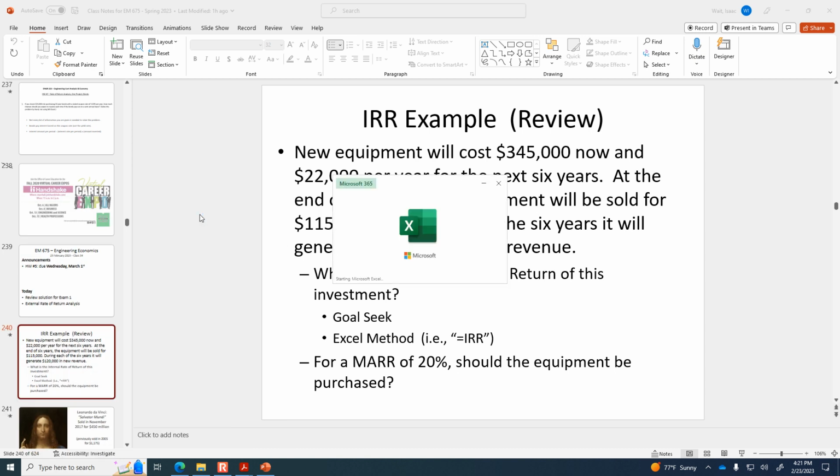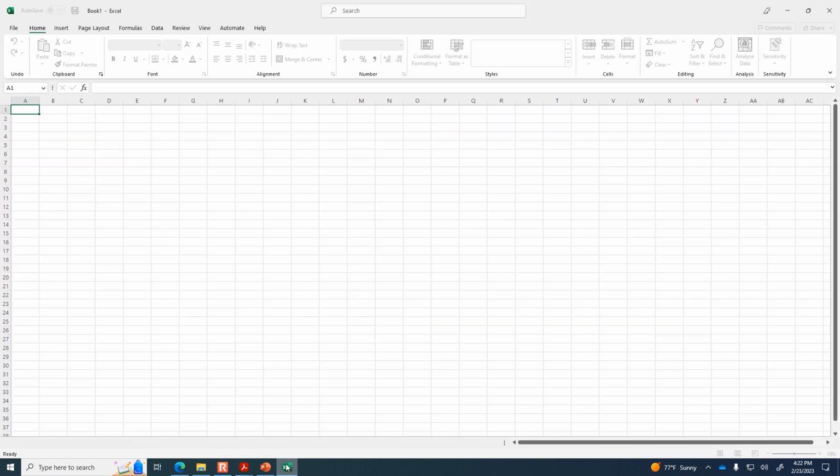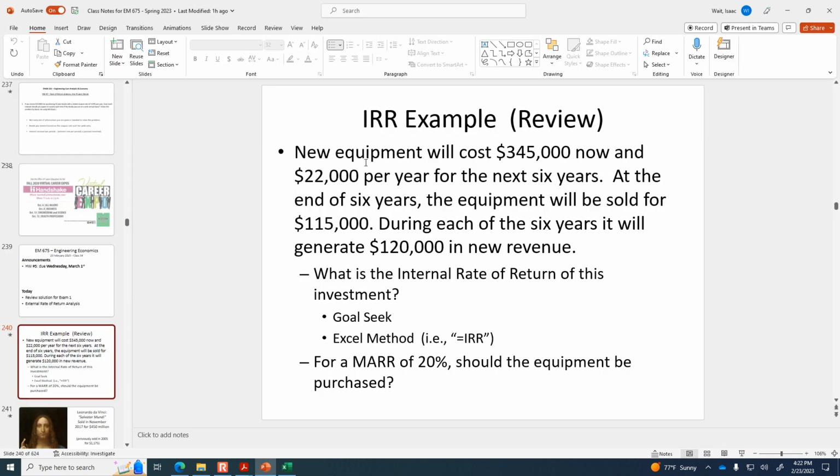So for this, if we've got new equipment that costs $345,000 now and $22,000 per year for the next 6 years, at the end of 6 years the equipment is sold. During each of the 6 years it will generate $120,000 in new revenue. Okay, so let's break that down on the whiteboard, put together a cash flow diagram.